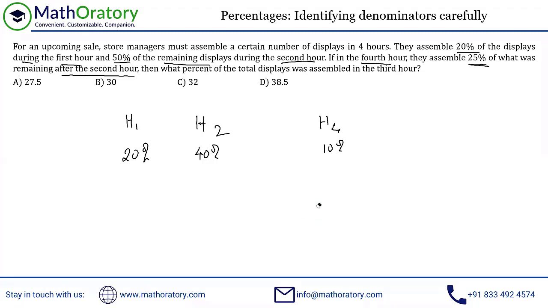So in the context of the question, what we have to figure out is what percentage of the total displays was assembled in the third hour. So we have to find the percentage of the total displays, and every value that I've recorded here is out of the total only. So now we can simply take a difference from 100%. So these three are adding up to 70% of the total. So that leaves 30% to be assembled in the third hour.